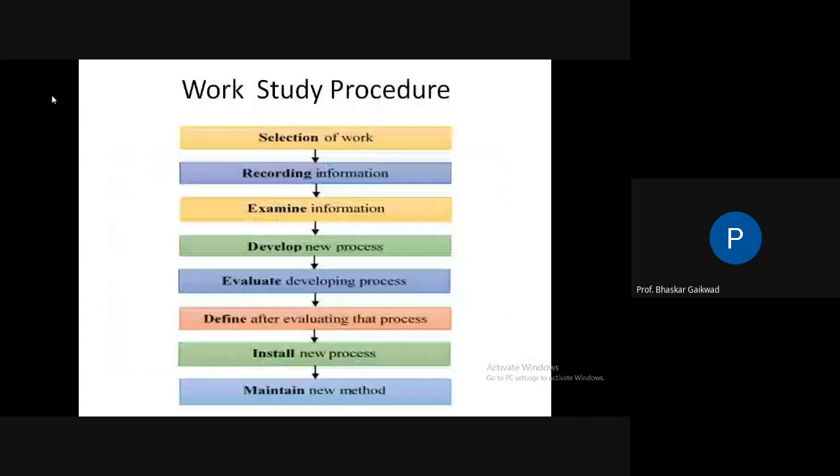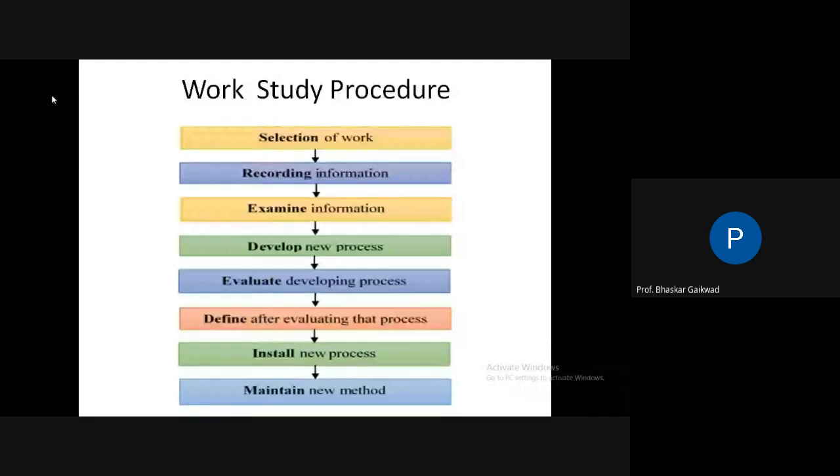Okay. Now, next, what are the work study procedures in the industry? I will read them out and then give examples. The first point in work study is selection of the work, recording information, examination of information, develop new process, evaluate the developed process, define after evaluating that process, install the new process, and maintain the new methods. These same points are applicable for method study.